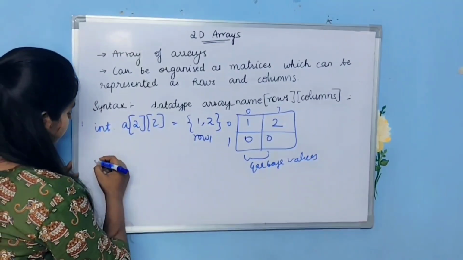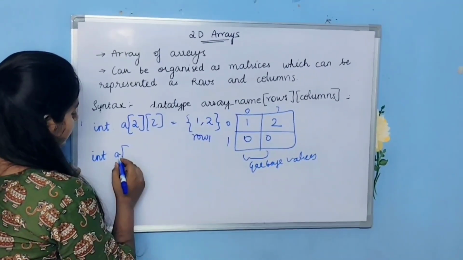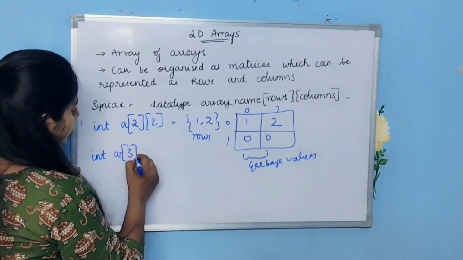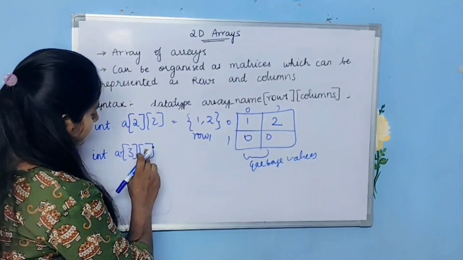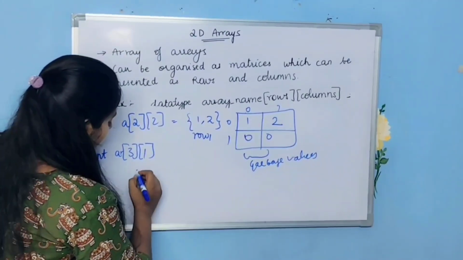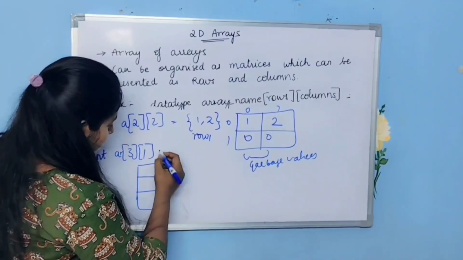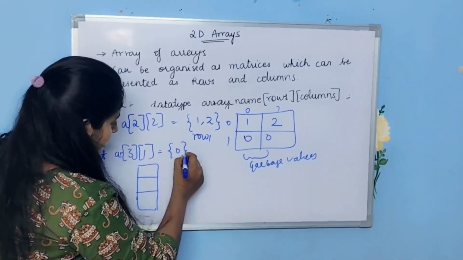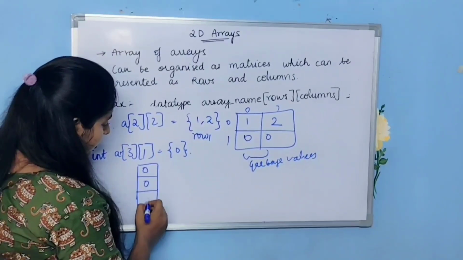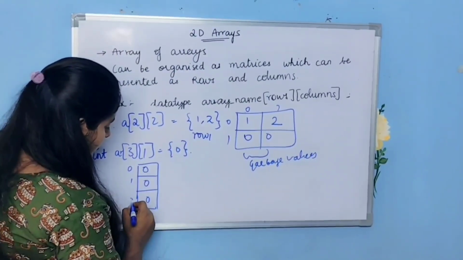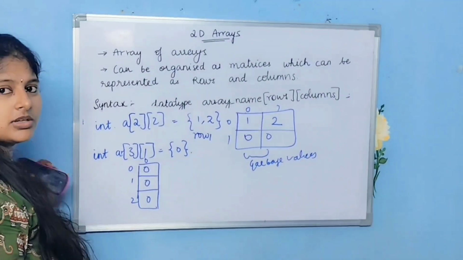Next, say for example, you have declared an array A of 3, 1. That means you should have 3 rows and 1 column like this, right? But you have given a single 0 during initialization. That means all the remaining places will be filled with garbage values. Okay. I hope you understood how to initialize.